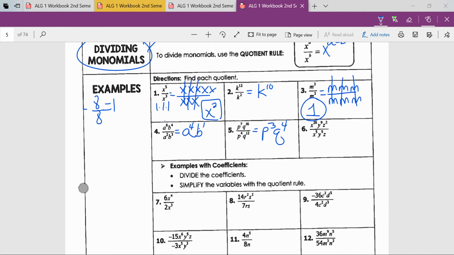Miss, is the homework going to be this easy? No. No.